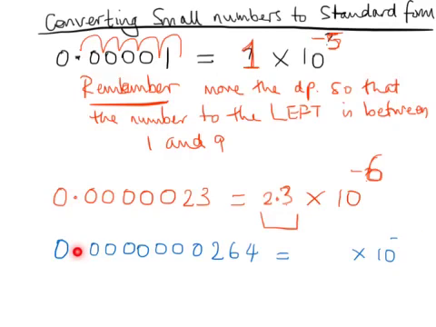Let's have a look. It's there at the moment. Ready? 1, 2, 3, 4, 5, 6, 7, 8. And stop, because the number now to the left is between 1 and 9, because it's a 2. So we moved it 8 times, so we write the 8 in there. And if the decimal point was here, between the 2 and the 6, the answer here would be 2.64.